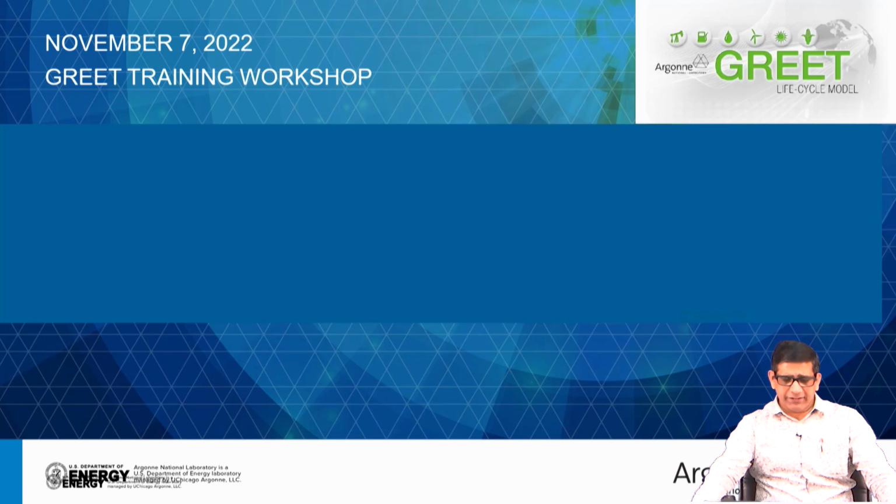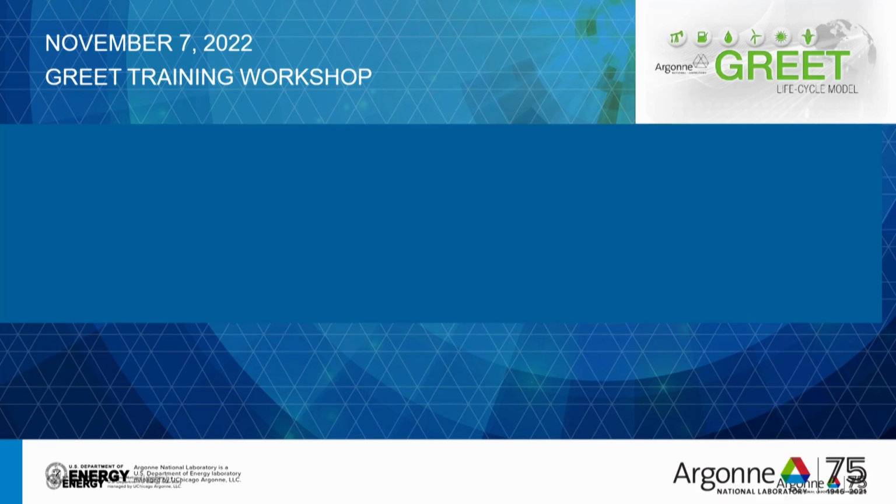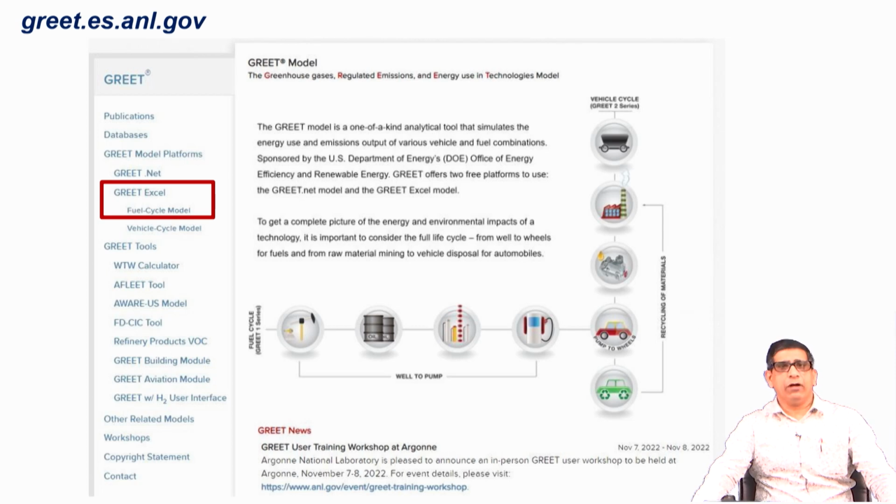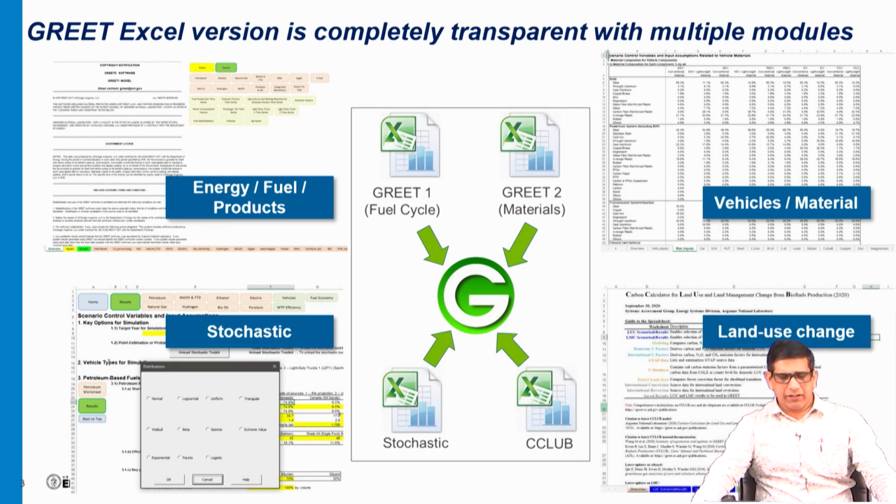So a GREET training workshop was done, and this is their website, which we talked about in the previous video as well. The GREET Excel version is completely transparent, with multiple modules: energy, fuel, and product modules. GREET 1 is the fuel cycle and GREET 2 is the material cycle. They also have different modeling techniques, such as stochastic modeling or CCLUB modeling, covering energy, fuel, products, land use changes, vehicles, and material. So all the data is available.